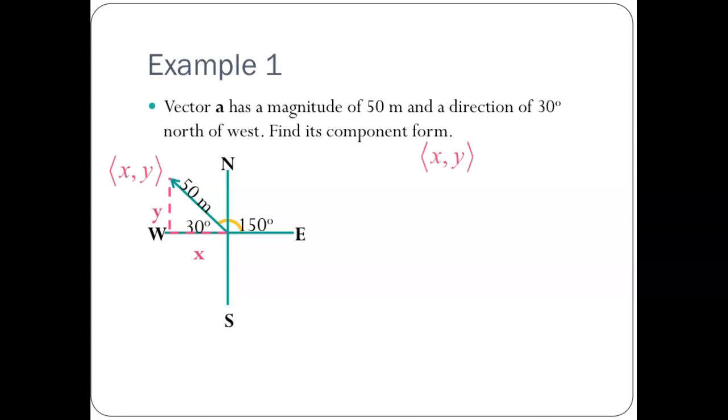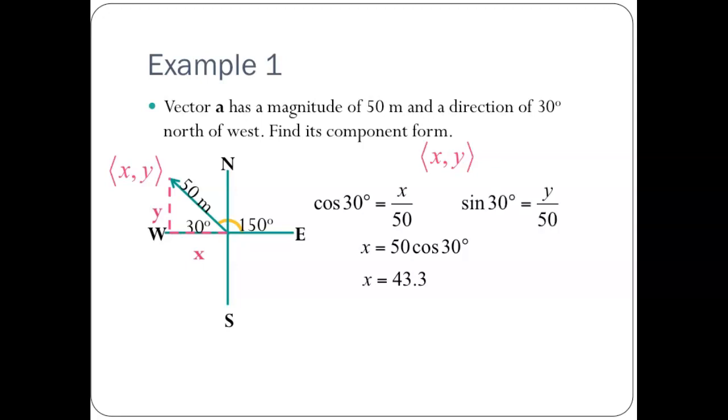So to figure out what x is, we have 30 degrees, we have x, which is the adjacent side, and 50, which is the hypotenuse. So it looks like we can use cosine of 30 equals x over 50. Get x by itself, so x is equal to 50 times cosine of 30. So x is equal to 43.3. We can do the same thing for y, but this time using sine. So sine of 30 degrees is equal to y over 50. Then get y by itself, so we should get y equals 25.